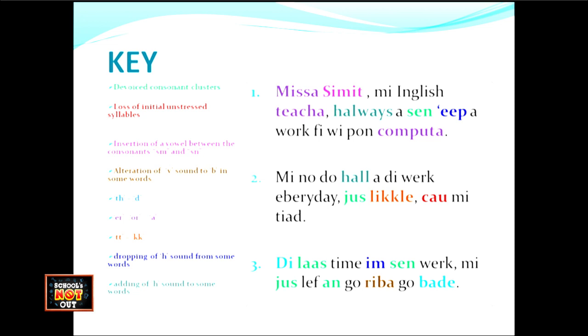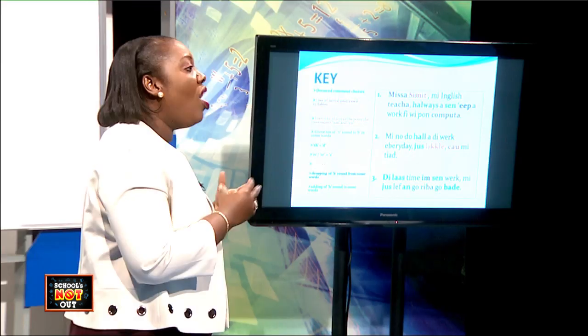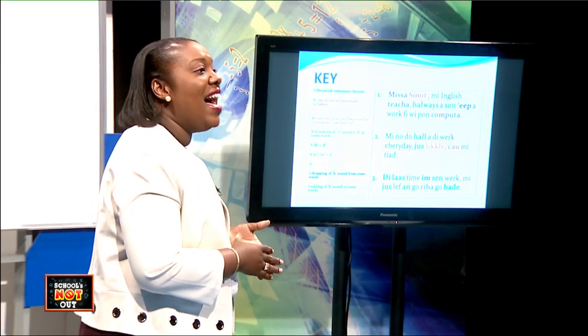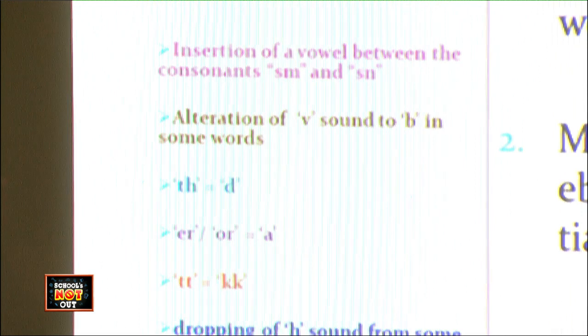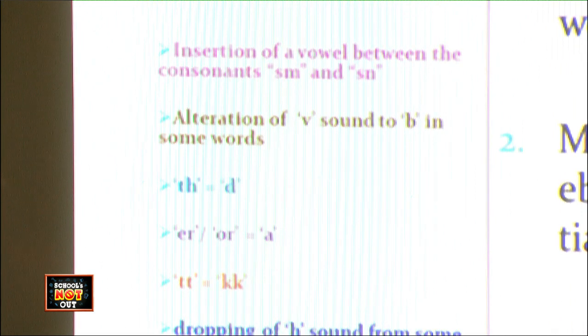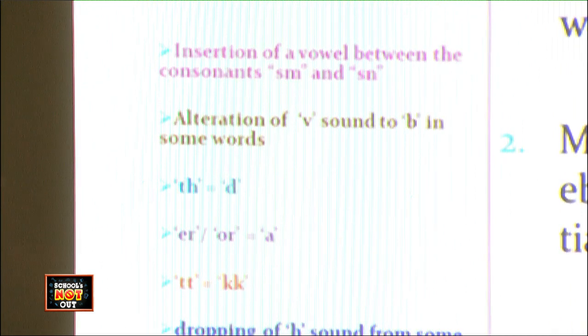In pink, insertion of a vowel between the consonants SM and SN. And this is a frequent one we hear. Simit, so persons whose surname is Smith, it is commonly pronounced as Simit. Then we have alteration of the V sound to B. In some words, we have river in number three being pronounced as riba.